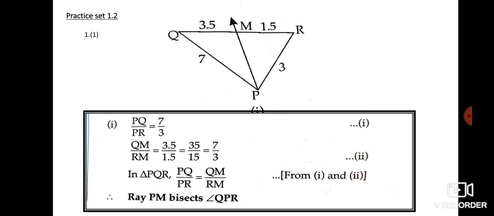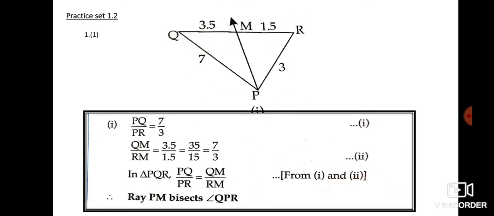So first you have to take one part, that is PQ upon PR, and we write the value 7 upon 3. This cannot be divided further, we leave it as it is. We take another ratio over here, that is QM upon QR, that is 3.5 upon 1.5. They have one digit of decimal, it cancels, it becomes 35 upon 15, and 5 7s are 35, 5 3s are 15. So we work out the different ratios separately and then we say that each of them is equal to 7 upon 3. Then we say in triangle PQR, PQ upon PR is equal to QM upon QR from 1 and 2.